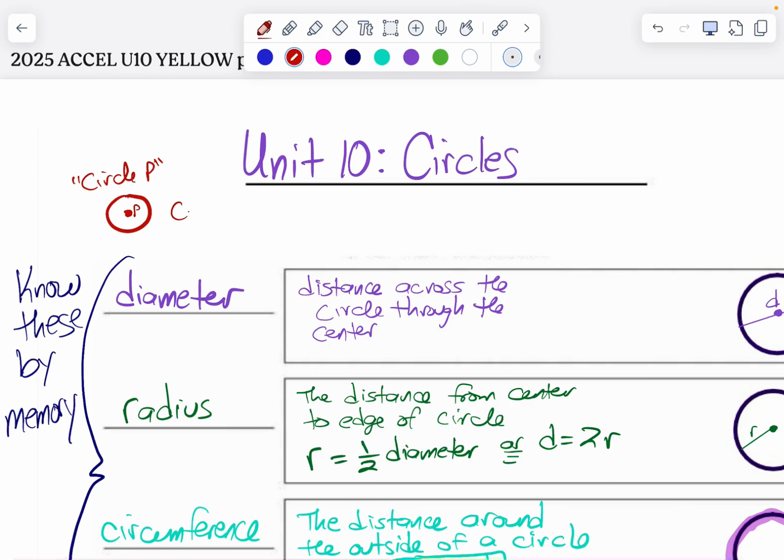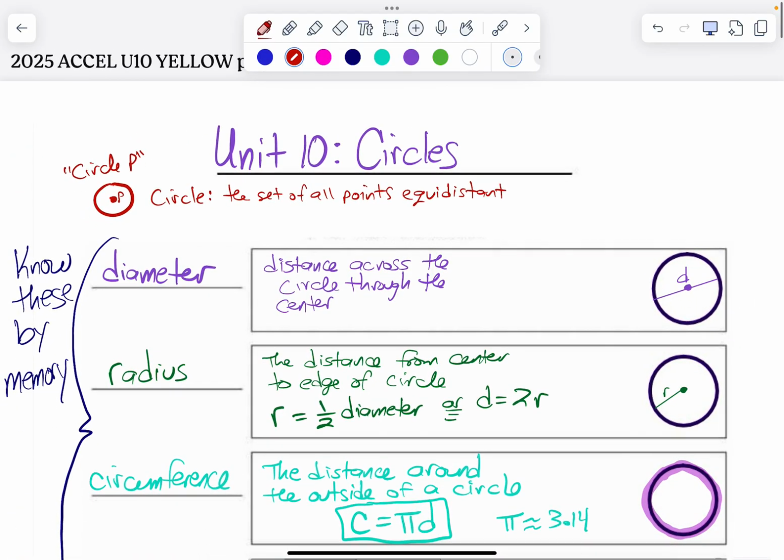And a circle is the set of all points equidistant from a central point. It's a cool definition if you pause to think about it. All those points that make the edge of the circle are all the same distance from that single point P. And it's the only shape that's like that. It's cool.